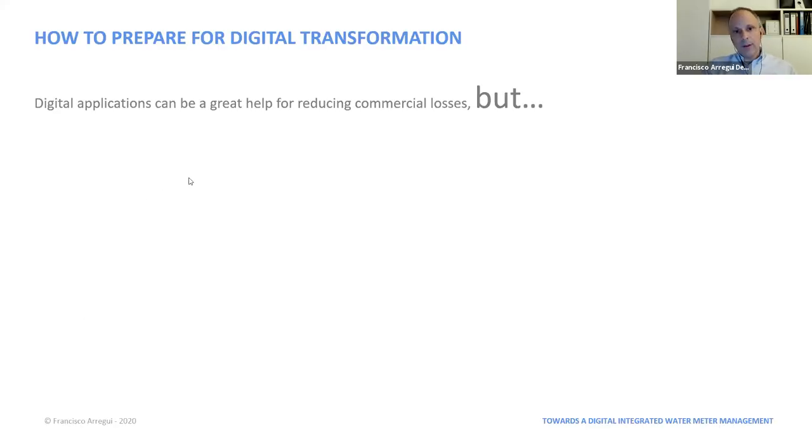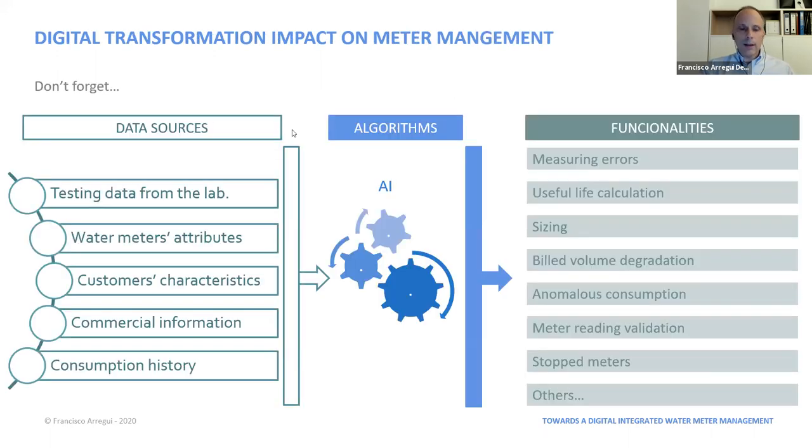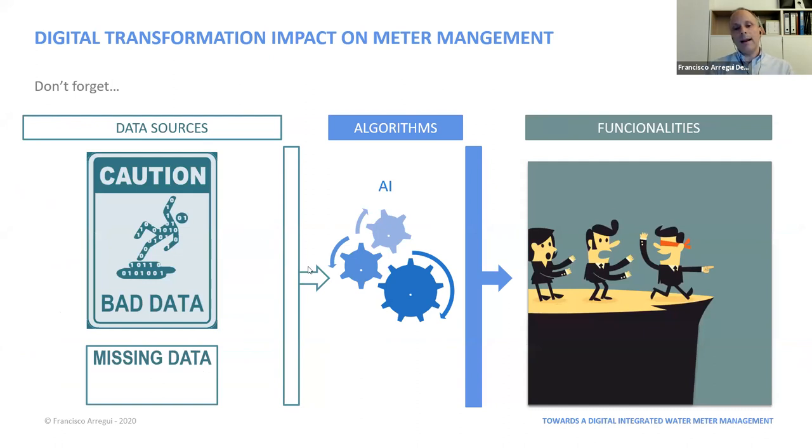That digital application can help us to reduce commercial losses, but we should never forget that we have many different data sources. Those applications use data from all these sources. They have their own algorithms, the artificial intelligence, they can be very, very clever, but in the end, what they are using is the data sources, and depending on the quality of those data sources, they will tell us which way to go. So if the data that we use is not good, then the algorithms will not be able to do anything, and they could lead us the wrong way.